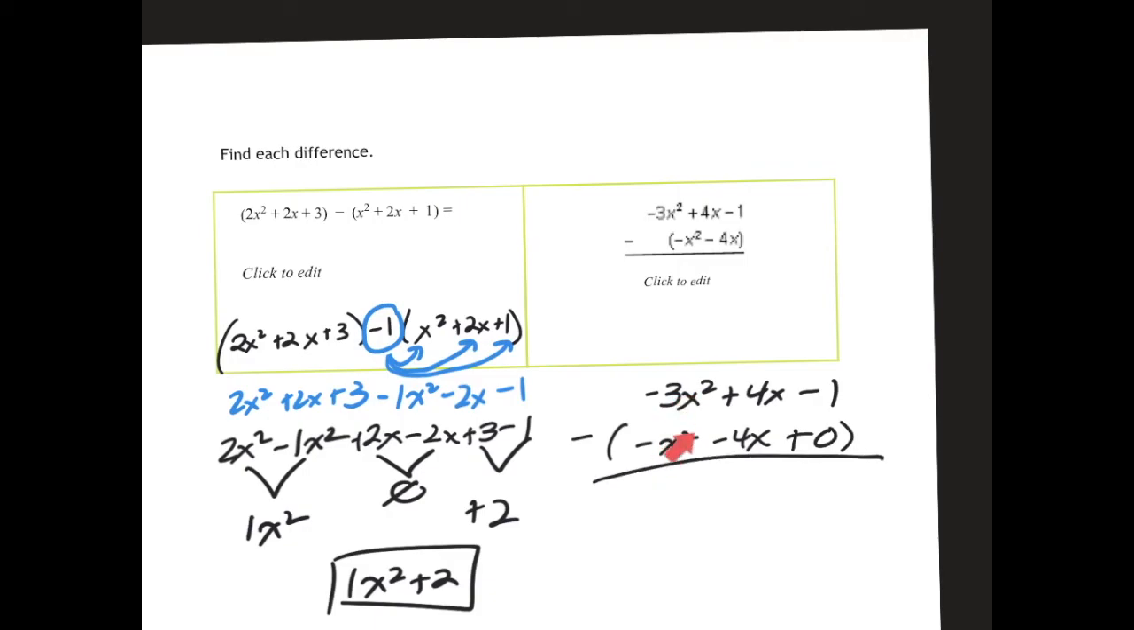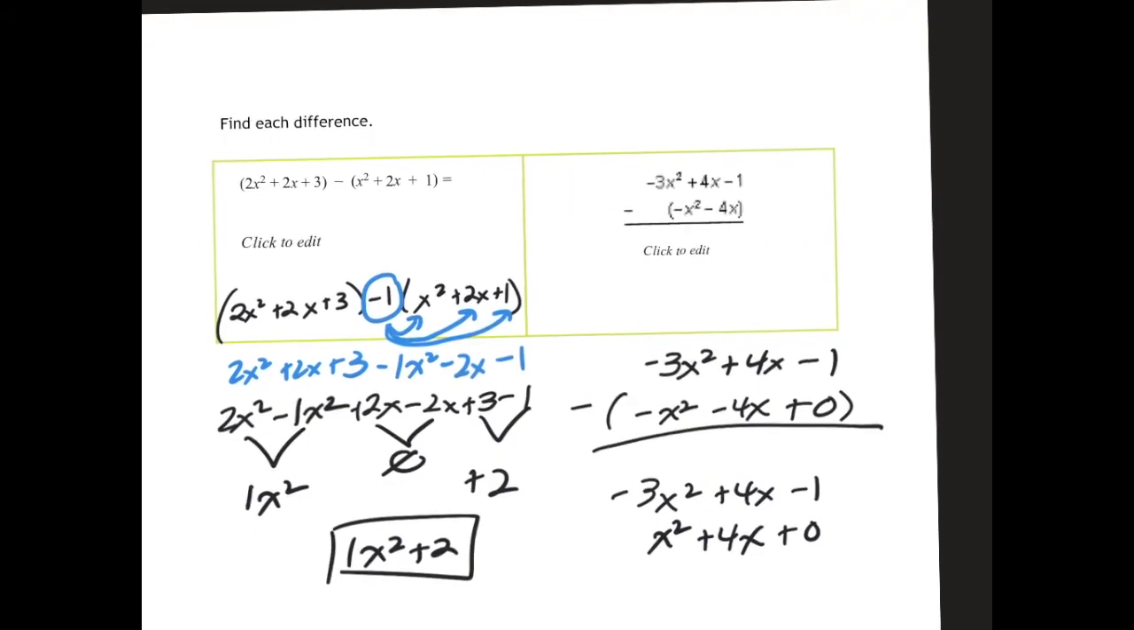So now when I look up and down each column, I see that all my like terms are very nicely aligned to each other. Now all I need to do is multiply by negative 1 to this bottom polynomial. So I have negative 1 times negative x squared, and that's going to give me x squared. I have negative 1 times negative 4x, so that's going to give me positive 4x. I have negative 1 times 0, so that's going to give me just 0, right? I'm going to write this top expression right on top because I didn't do anything to it.